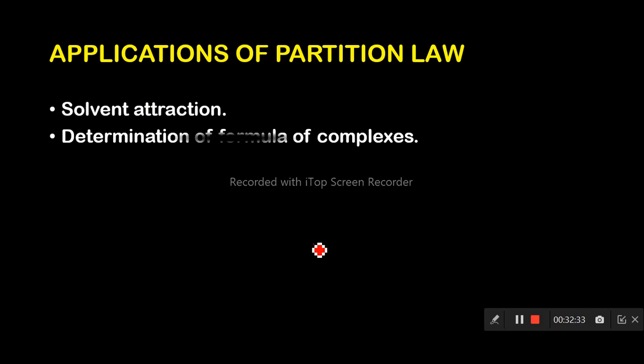We can use this partition law in determining the formula of a complex, and we shall do all calculations concerning this. Then this partition law is important in chromatography, where you separate two different components having different rates of movement on the adsorbent medium. So you can also apply that law here.